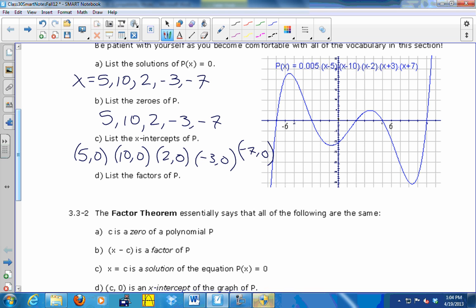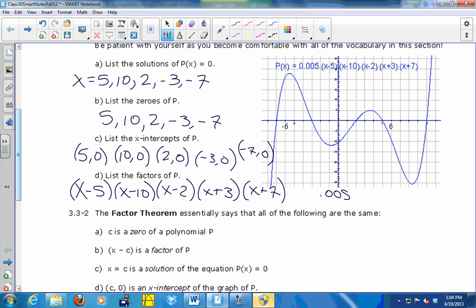Factors, what are the factors of this polynomial? Yep. We don't have to do any work for that. It was written all in factored form, right? We've got x minus 5, x minus 10, x minus 2, x plus 3, and x plus 7. Sure, we can list the constant as a factor. It's something that you multiply. So yeah, we'll count it as a factor.